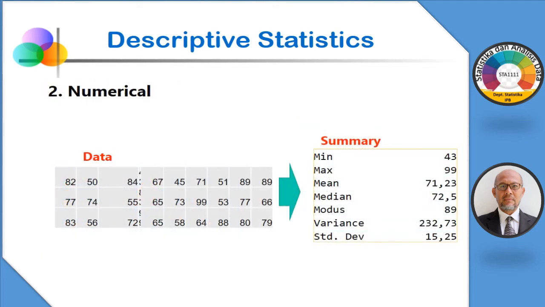This is also another way to describe the data through descriptive statistics. If you have numerical data, for example, from this numerical data you make a summary, describing the minimum of the data, maximum, mean, median, mode, variance, and standard deviation. This is just an example of descriptive statistics if you have numerical data.